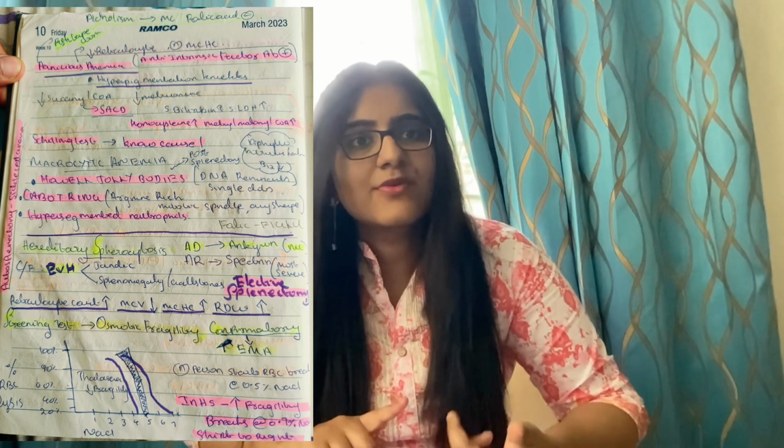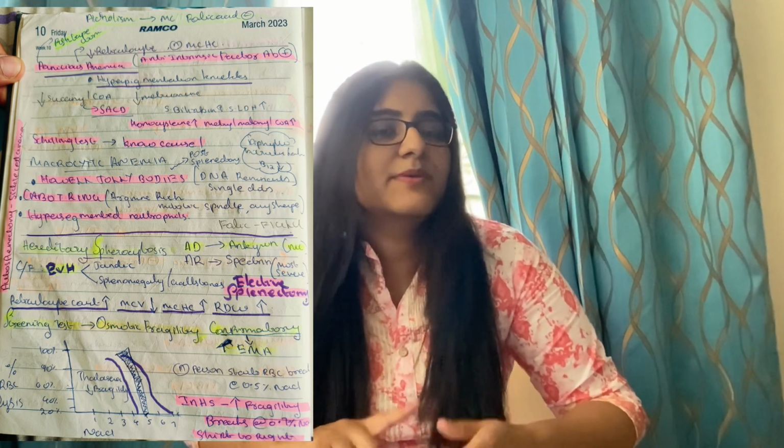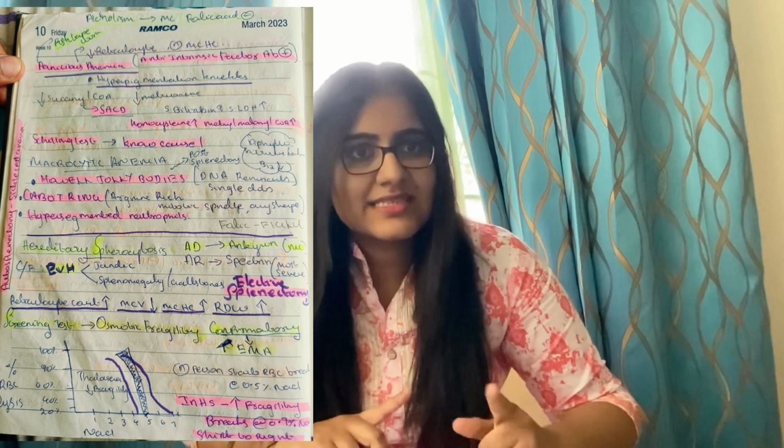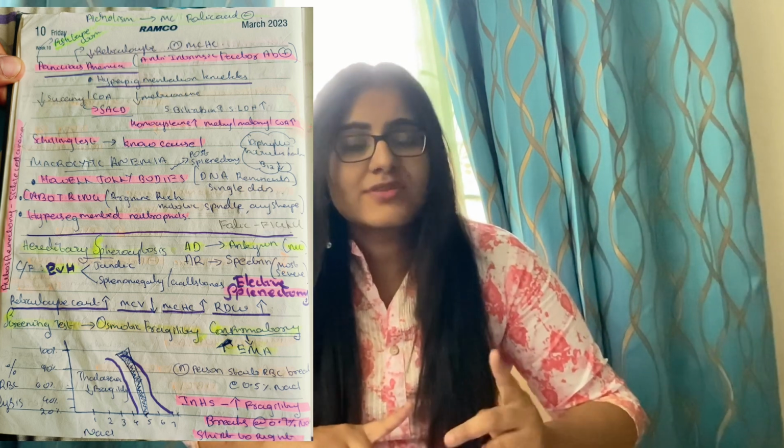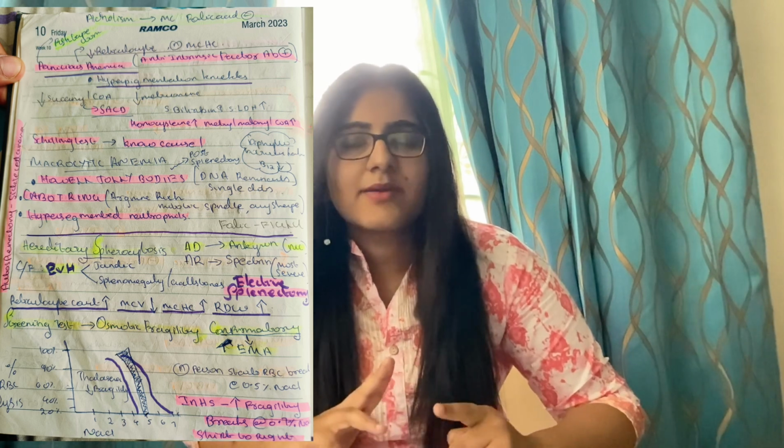And another thing is, okay, that's why what will be more? Homocysteine will be more, and methylmalonyl coenzyme A will be more. And also you should remember that we can do the Schilling test to know the cause. Then what is another thing about macrocytic anemia? You should remember, macrocytic anemia it is.